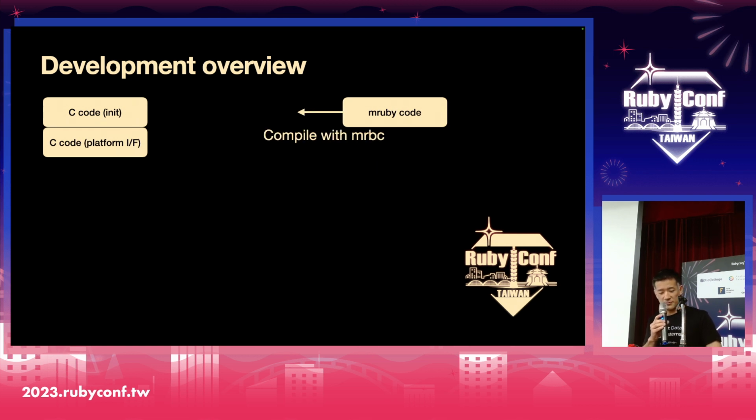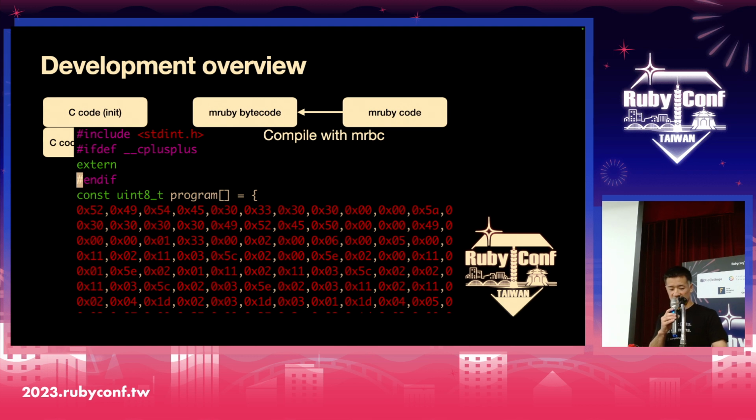And once you write the mruby code, you can compile it with mrbc and produce the bytecode. This is what the bytecode looks like. It's in C array representation of 8-bit numbers, so you don't need to read this, but this is named program, which was loaded earlier in the main function. This is where program was defined.